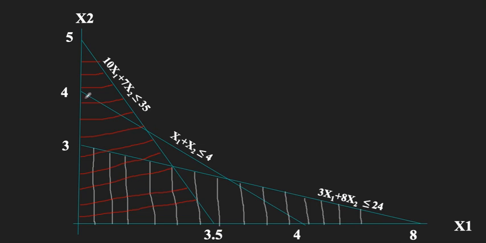Which one is that? This 4 and this 4, that is x1 plus x2 is less than or equal to 4. So here I am going to make diagonal lines like this, till here. It should not cross this line, it should not go above that.